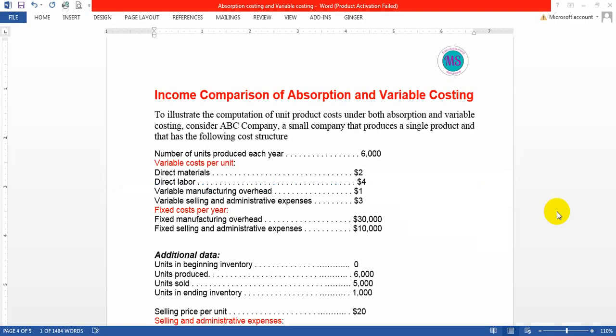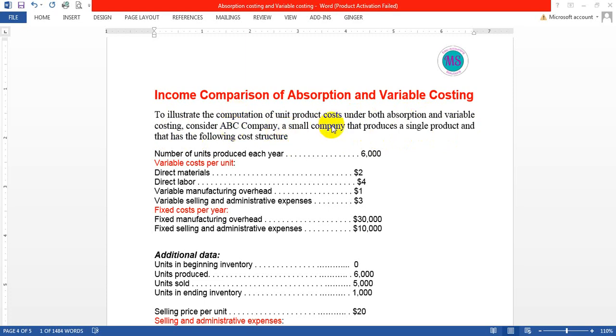In our previous lecture, we discussed product cost under absorption costing and under variable costing. Now, we will compare the income of absorption and variable costing. To illustrate the computation of unit product cost under both absorption and variable costing, consider ABC company, a small company that produces a single product and that has the following cost structure.